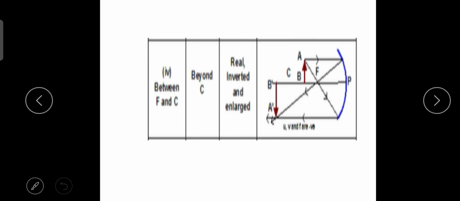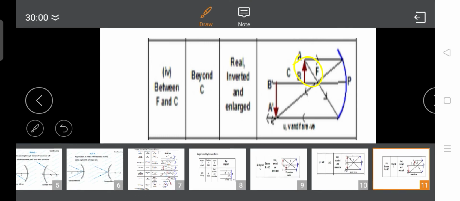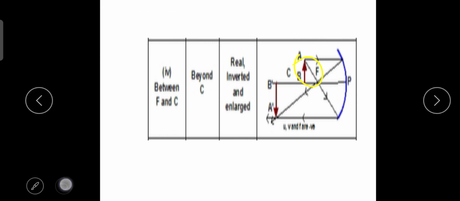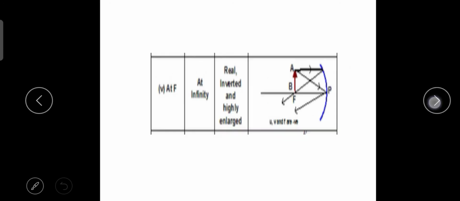So this is the image formation when we place the object in between center of curvature and principal focus. Okay, so this is the way we can identify. Now we can move to next one. We are going to place the object at the principal focus. What happens if we place it at the principal focus?